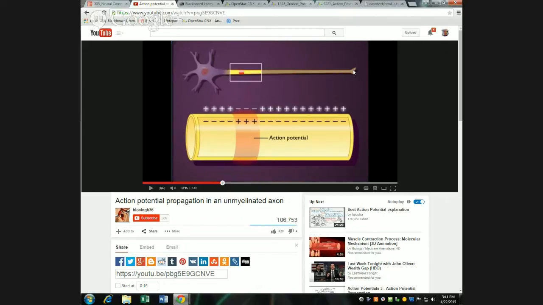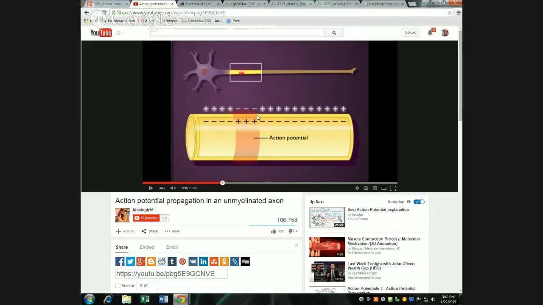That's the basic idea of propagation. Now, this is an unmyelinated axon. So what we're talking about here is the basic idea of propagation, but when we add myelination into it, it changes a little bit. So before I go to myelination, any questions here? Okay. So before I leave the video, let's just talk about myelination in this context.